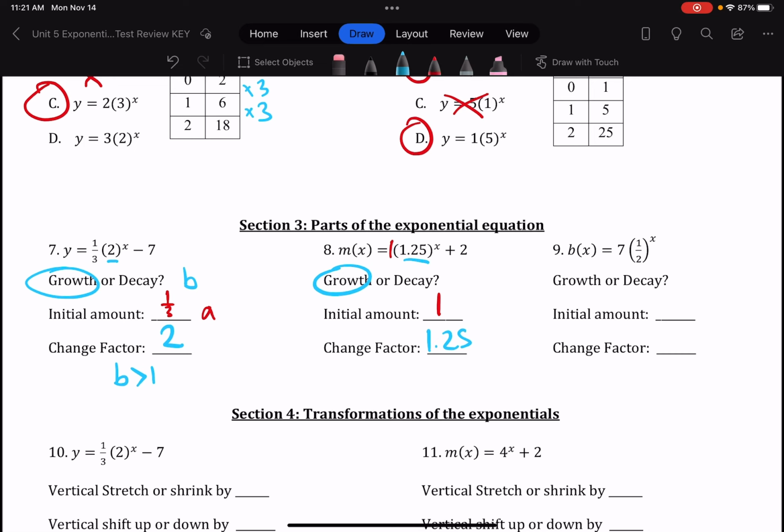Then I'm going to look at problem 9. We've got a change factor inside our parentheses of 1/2. Our B value now is less than 1, so therefore this is going to be a decay function, and our initial amount is 7.